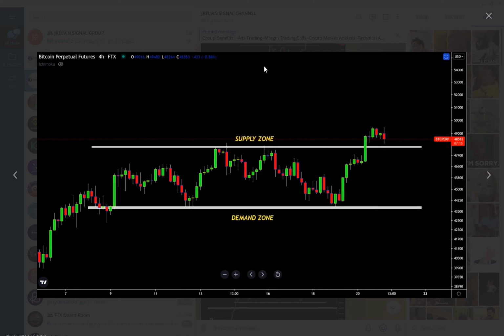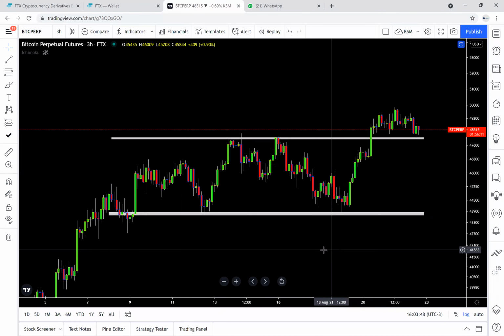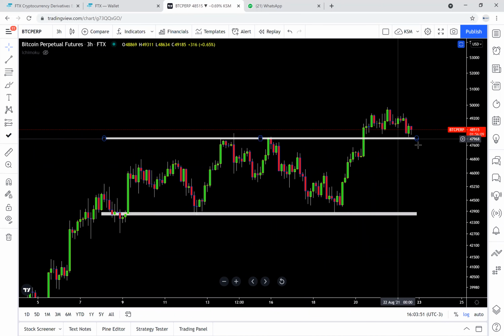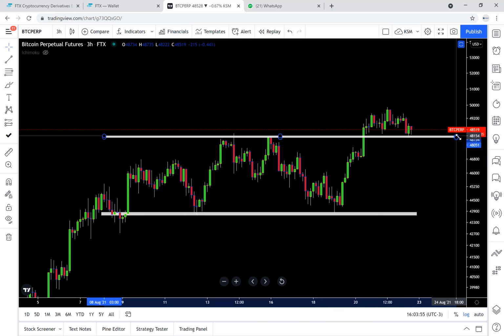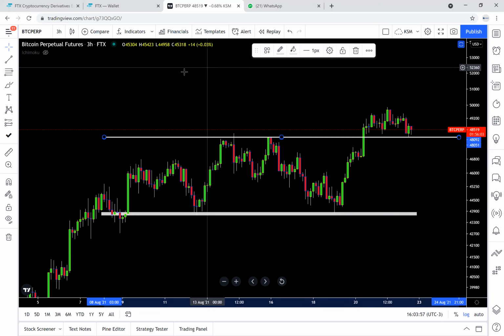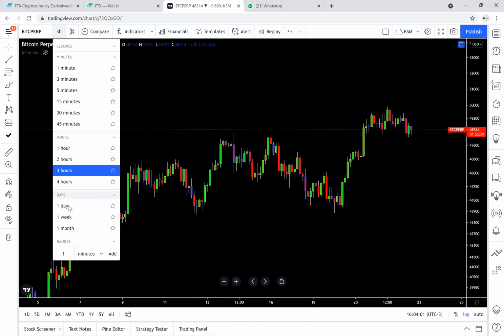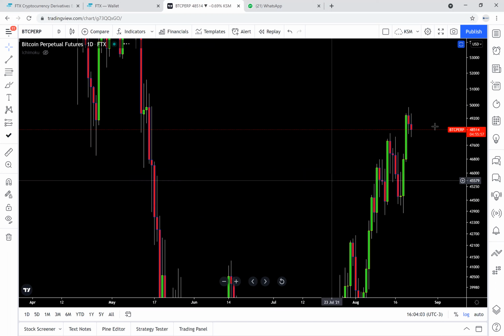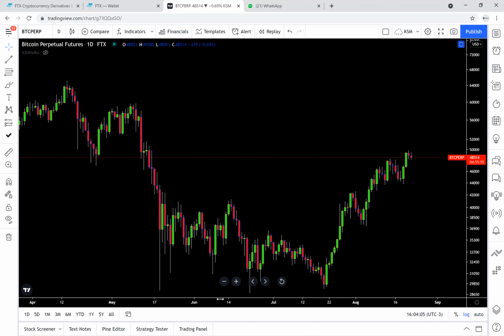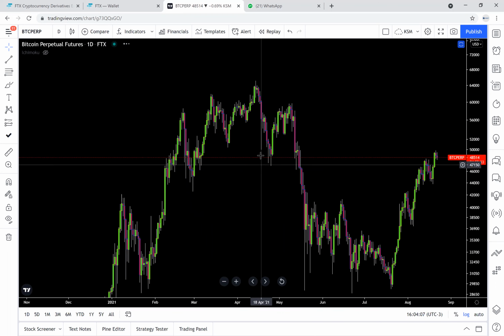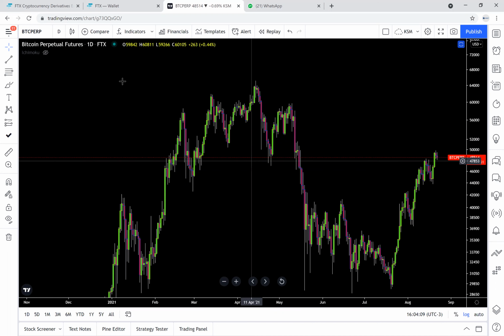Now let's look at what we are having now. We're still getting that retest here, which we need to be very careful about. So now what am I expecting? Before I talk about what I'm expecting, let me go to the daily time frame and see what is actually happening here if I use the Ichimoku.